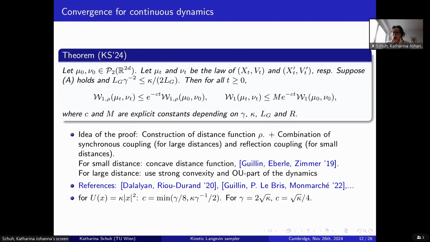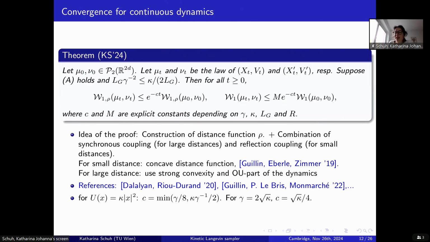And then for small distances, a reflection coupling was used. Here for small distances, we could use a work by Guillin, Eberle, and Zimmer, where they constructed a concave distance function and showed that they got local contraction. And then in the end, one had to combine these two local contraction results in a nice way. So we had to glue these two distances in a nice way to get overall contraction.